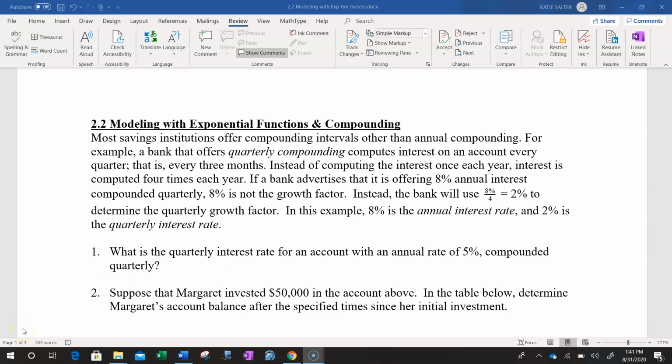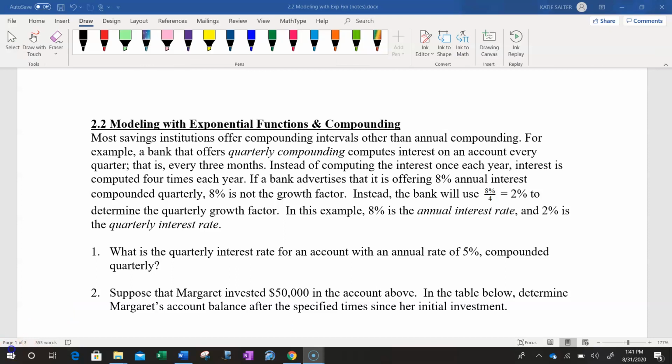Most saving institutions offer compounding intervals other than annual compounding. For example, a bank that offers quarterly compounding computes interest on an account every quarter. That is, every 3 months. Instead of computing the interest once each year, interest is computed 4 times each year.